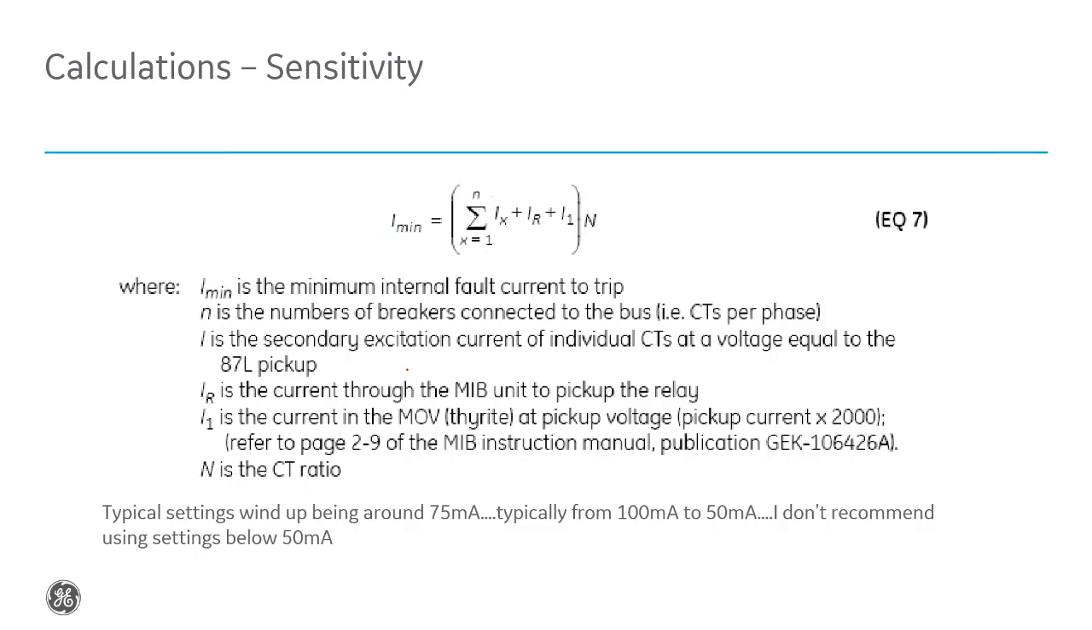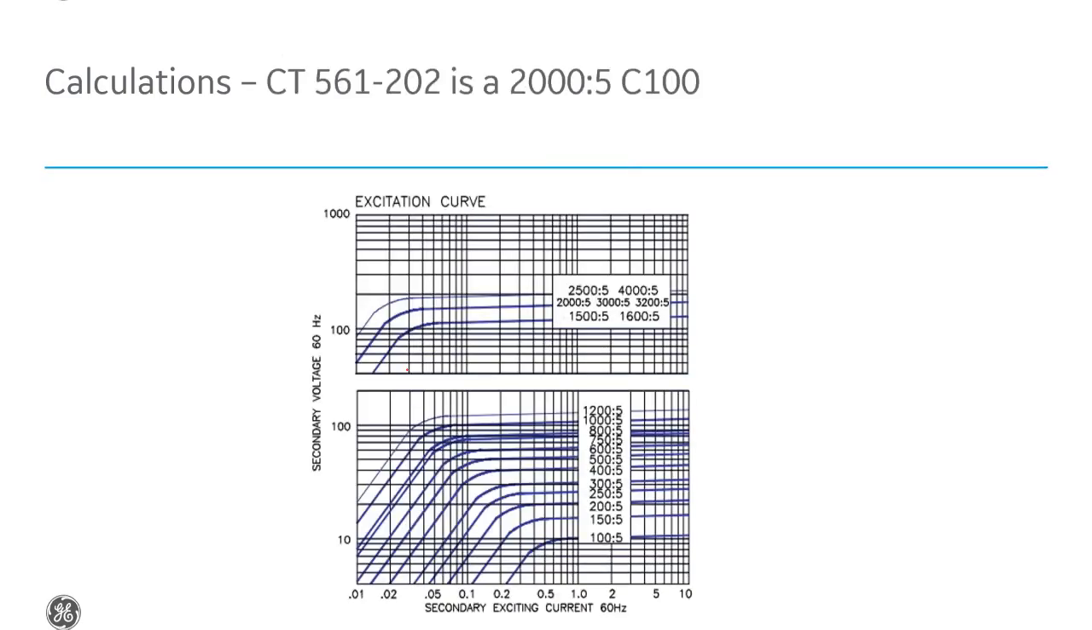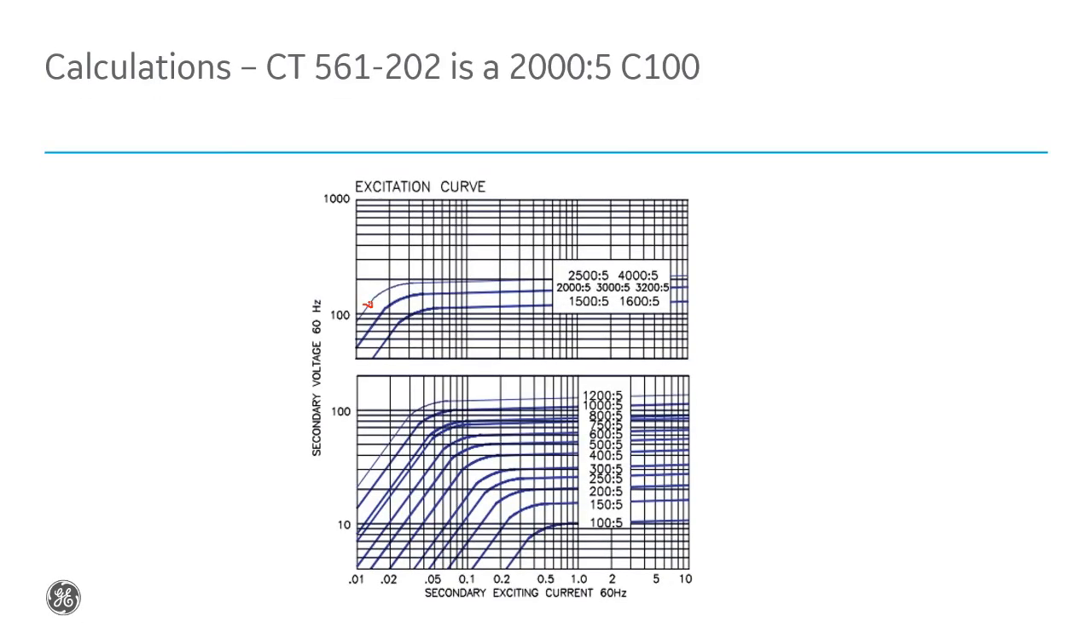So remember the voltage I just calculated was 366 volts. Now this is the 2005 C100 right here, this top curve. So here's 100 volts, there's 200 volts, and there's 300 volts. So about halfway through that is 366. Well, for 10, that's a straight line. At any rate, that voltage that we would need to develop is greater than the knee point voltage. So what that tells us is that we cannot use this particular CT in this application.